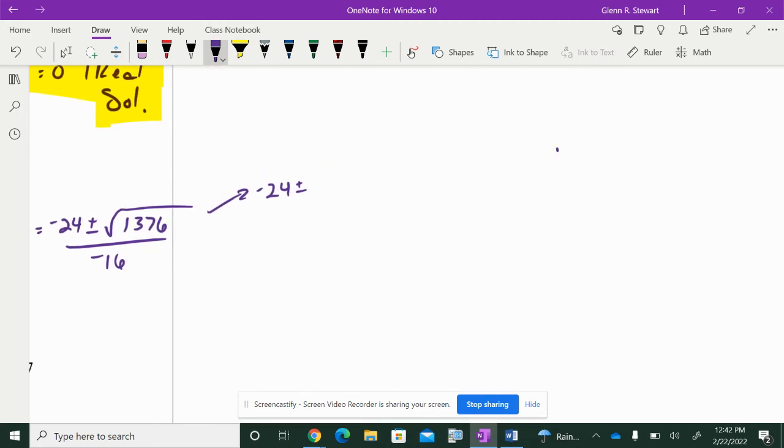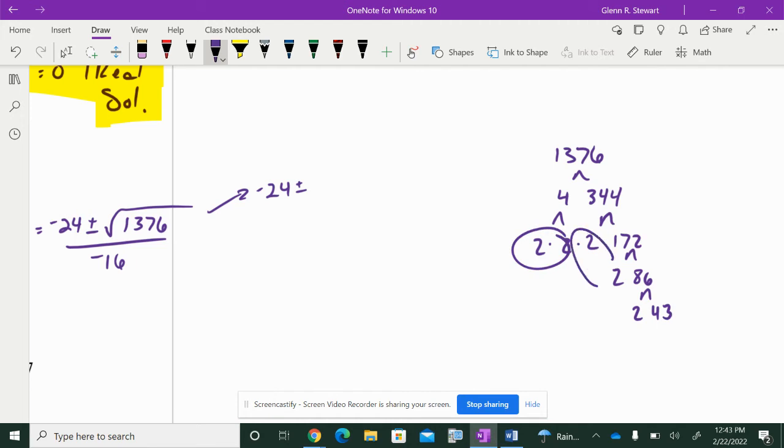1376 broken down. I would just go to the decimal now, I guess I don't even mess with this. This is 4 times 344, which is 2 and 172. This is 2 and 2. And this is 2 and 86, which is 2 and 43. So I've got 1, 2, and that would technically be 86. So this would be 4 root 86.